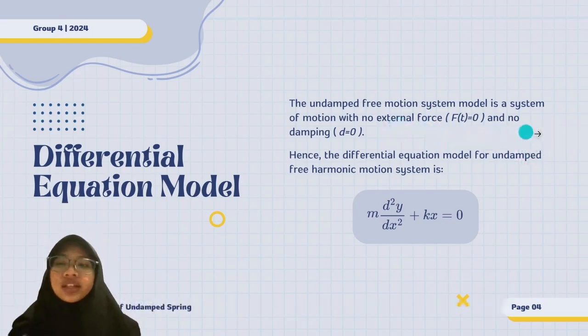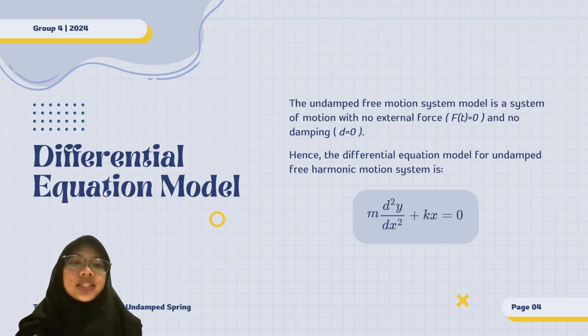In here, we have the differential equation model. So we know that the undamped free motion system model is a system of motion with no external force, where F(t) equals 0, and no damping, so c equals 0. Hence, the differential equation model for undamped free harmonic motion system is m y'' + kx = 0.